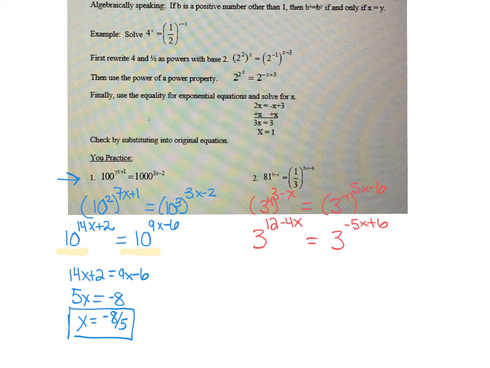Again, because the bases are exactly the same, we can invoke that one-to-one property. 12 minus 4x equals negative 5x plus 6. I'm going to add the 5x over, making 1x over here. Subtract the 12 the other way, negative 6. So x equals negative 6.